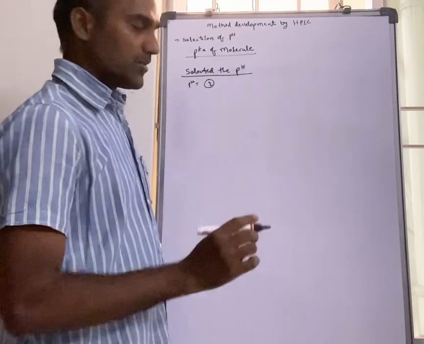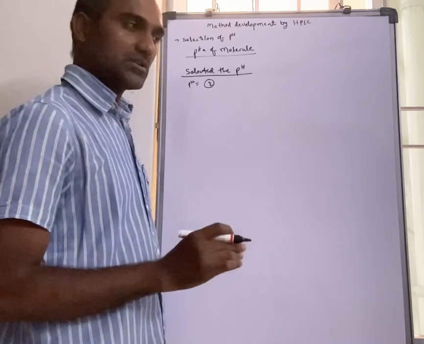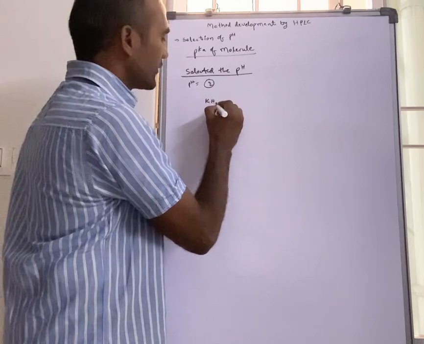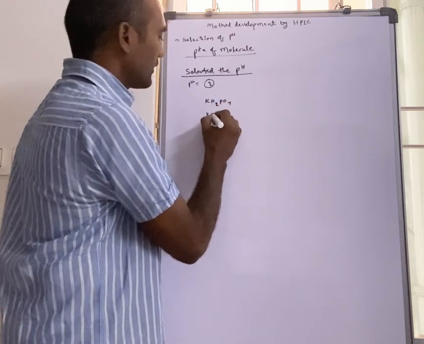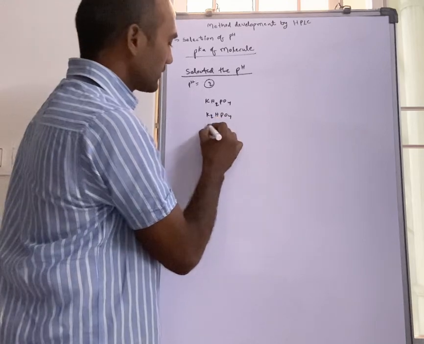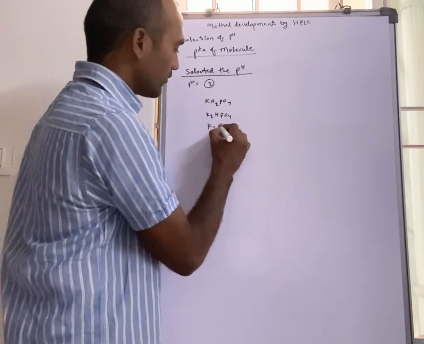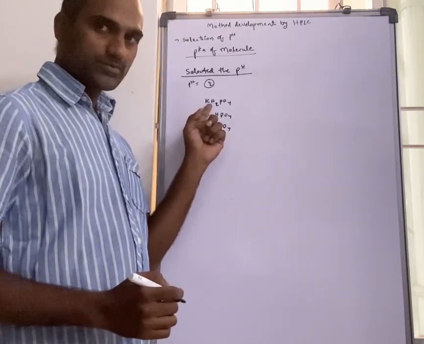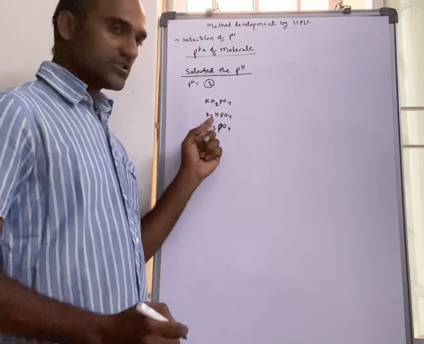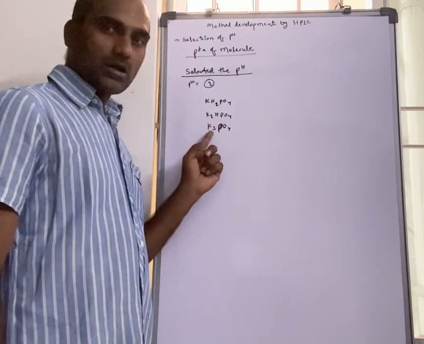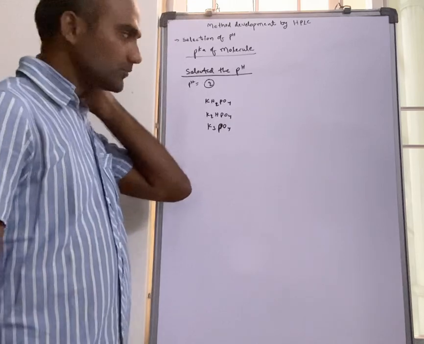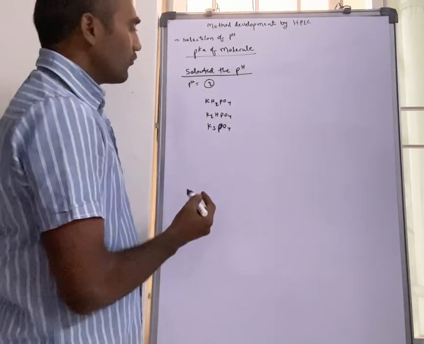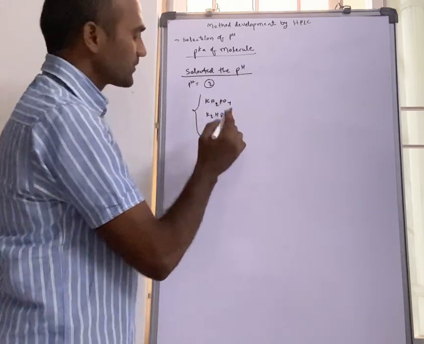Let us take one example. Potassium phosphate buffers. Potassium phosphate: KH2PO4, K2HPO4, K3PO4. This is monobasic potassium phosphate. This is dibasic potassium phosphate. This is tribasic potassium phosphate. Our mobile phase pH is 2. Now which buffer do we have to select from this?